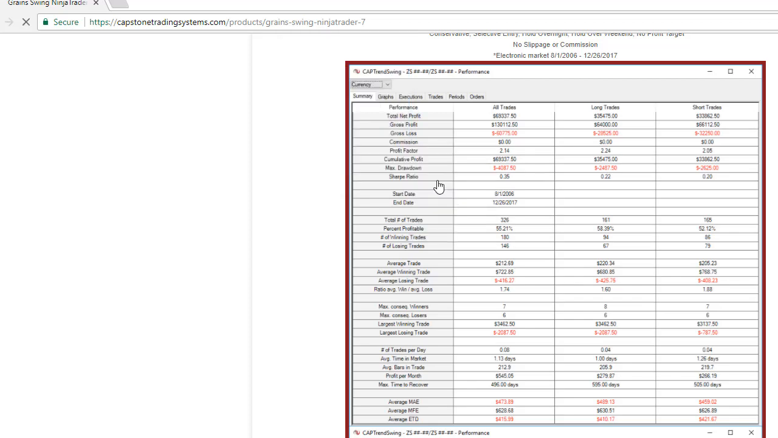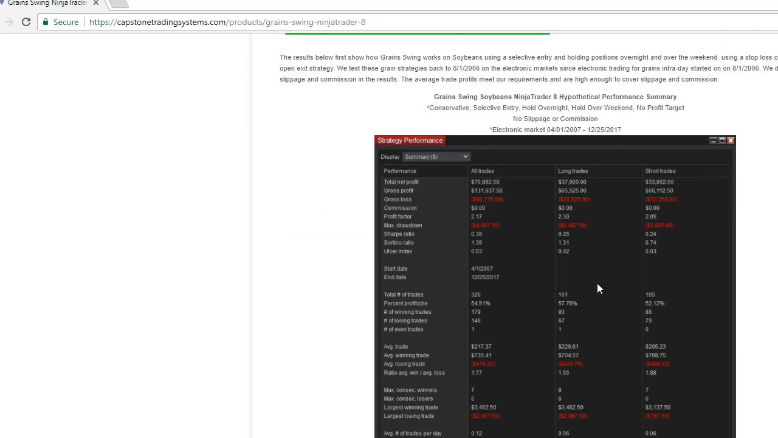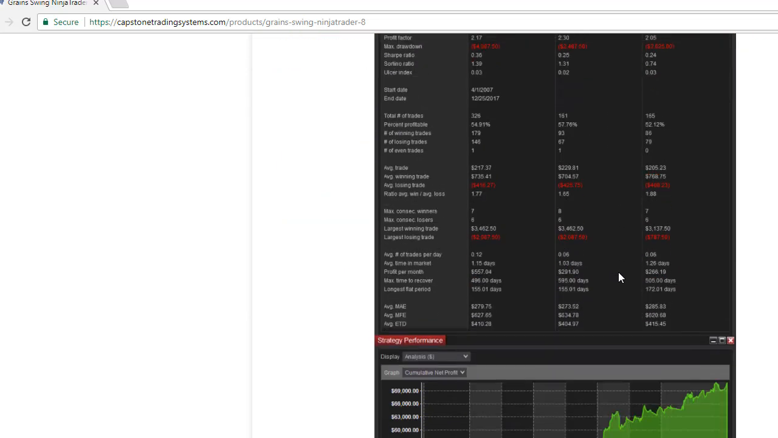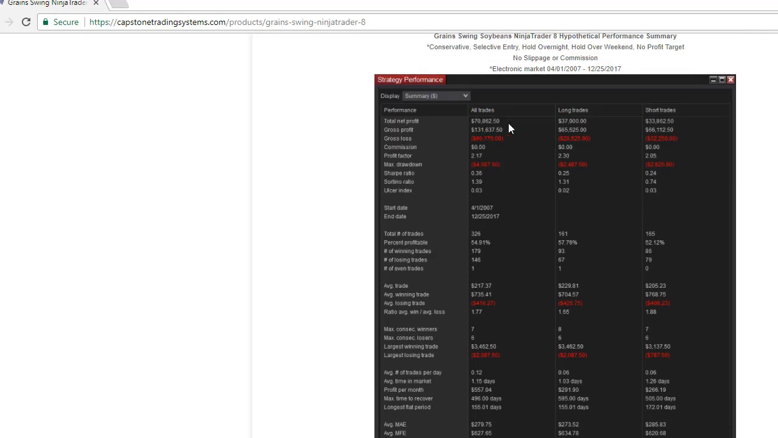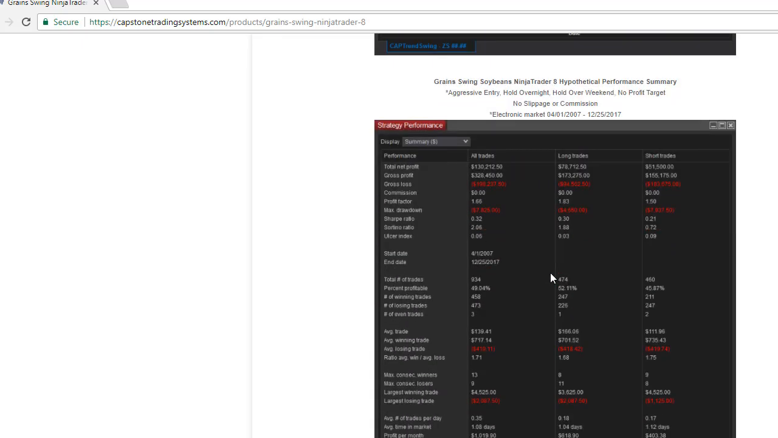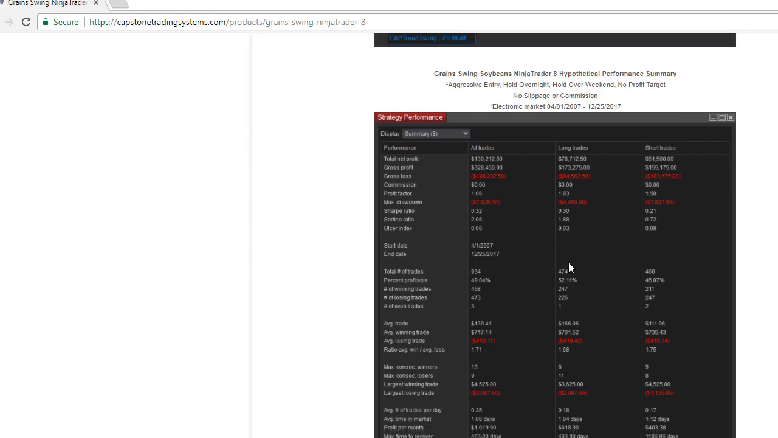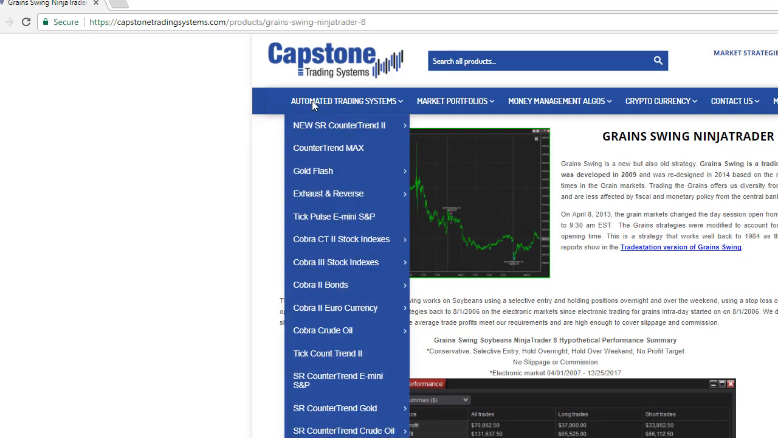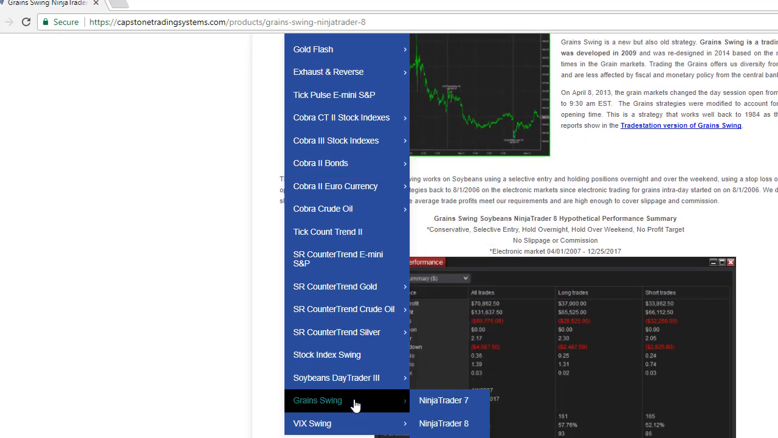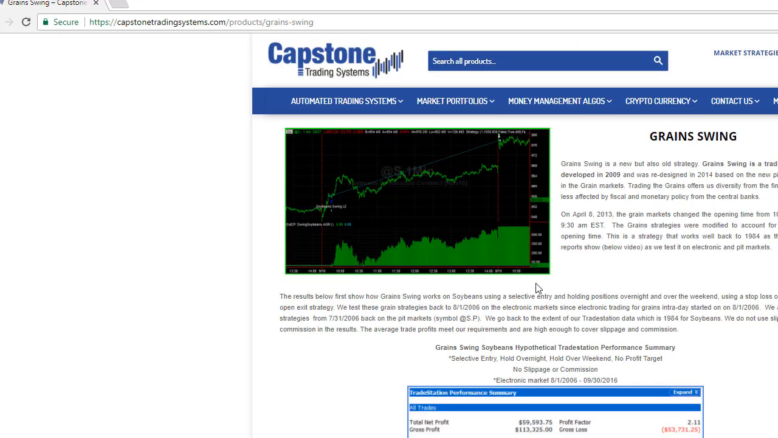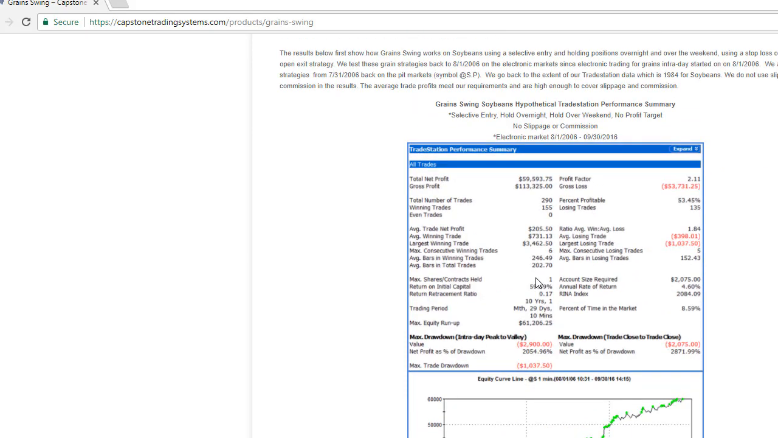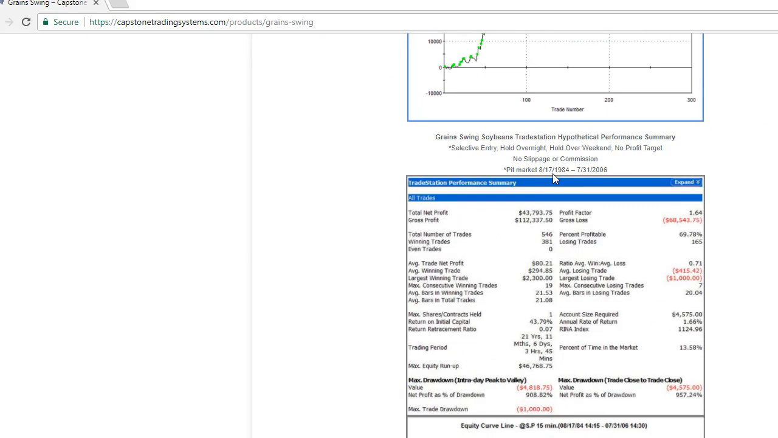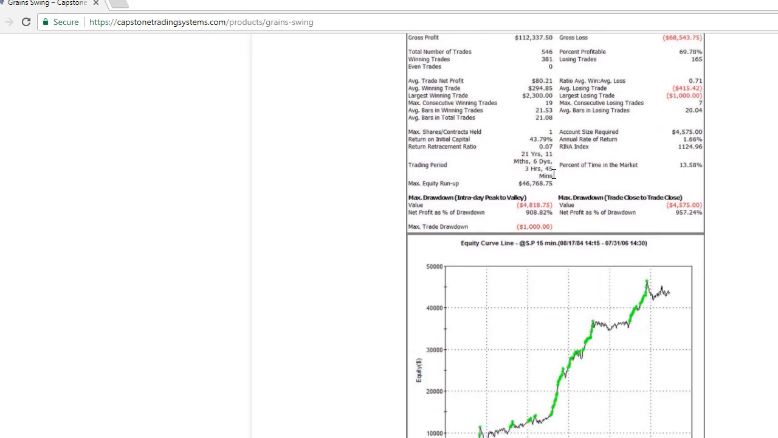Let's see, Grain Swing NinjaTrader 8. You can see it there. This is updated as well. I'm going to update the TradeStation report. Slightly different results between platforms, but very close. And so you see the conservative and the aggressive version there as well. And on TradeStation, I have pit data back to 1984. So this is what you want to look at. There's a report that needs to be updated. These two reports need to be updated. The conservative.